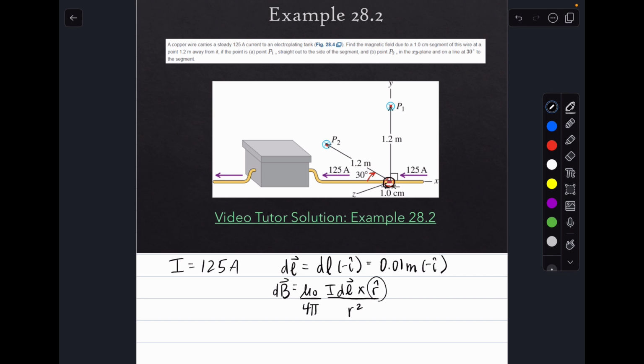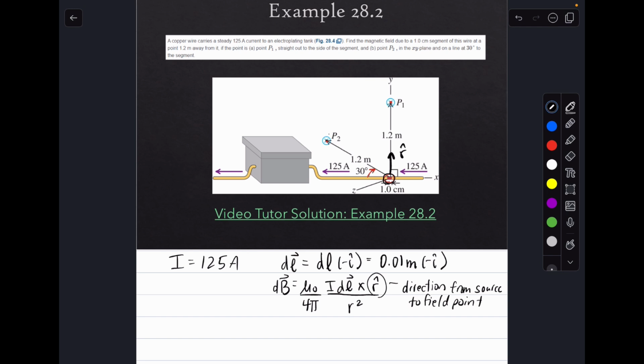Well, we're going to have a different r hat for P1 and P2, right? Because r hat is defined as the direction from source to field point. Okay, so for P1, our r hat will be in the y direction or j hat direction, right? And then for P2, you'll see that r hat has an x and a y component. Okay, so we'll talk about that.